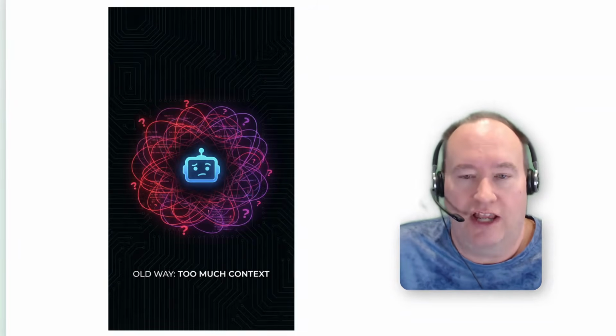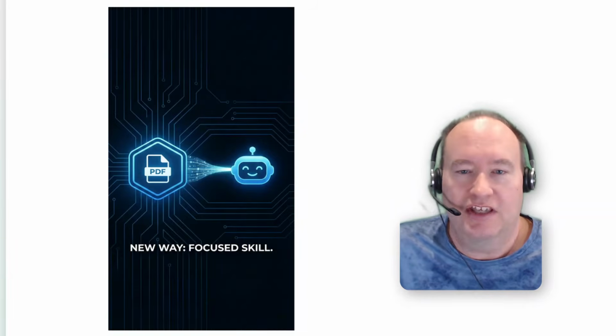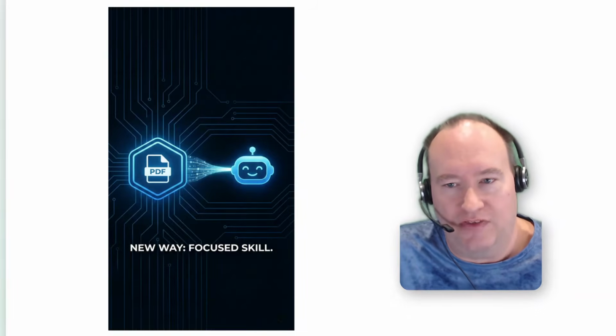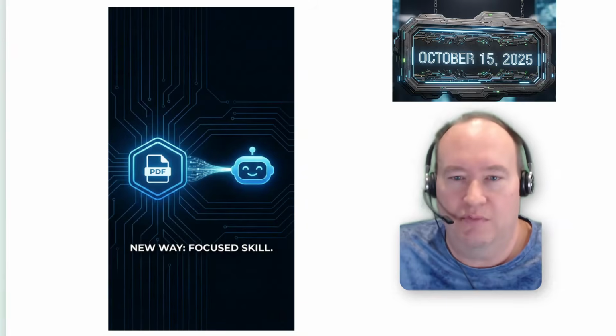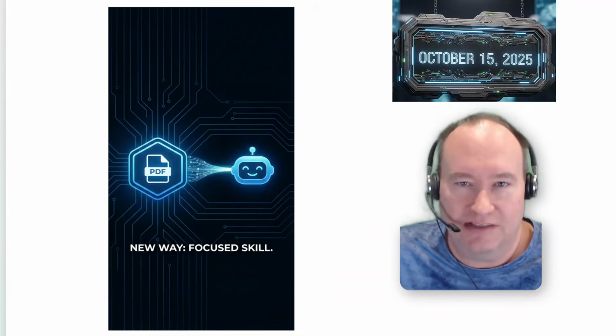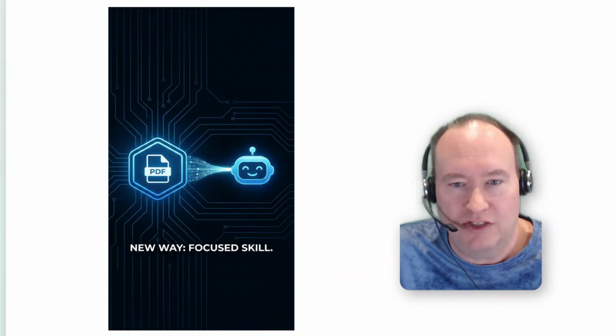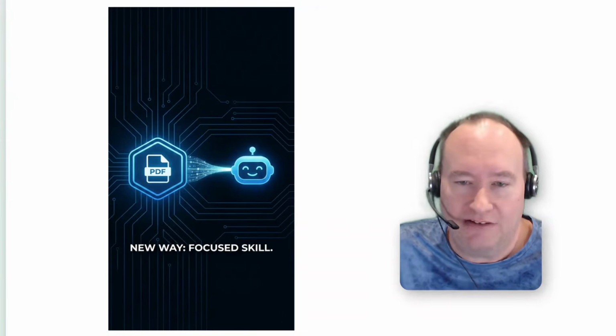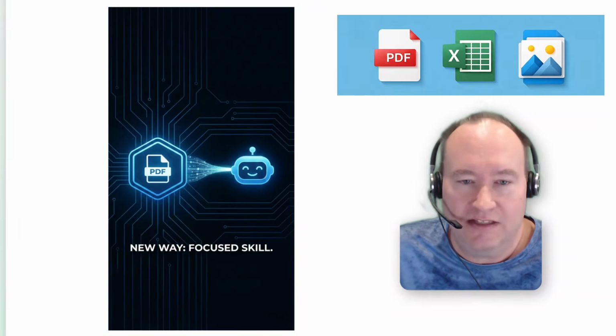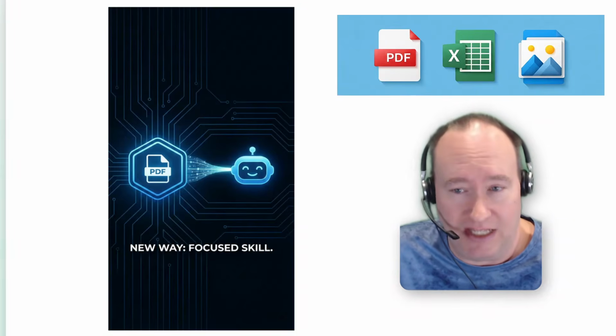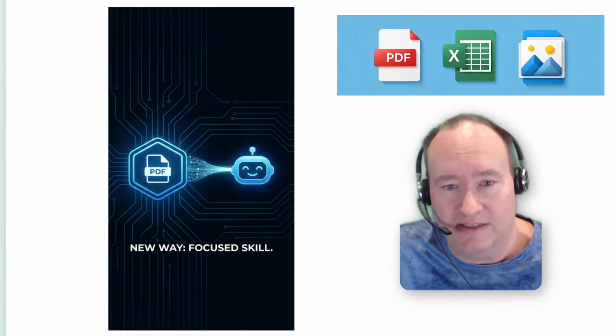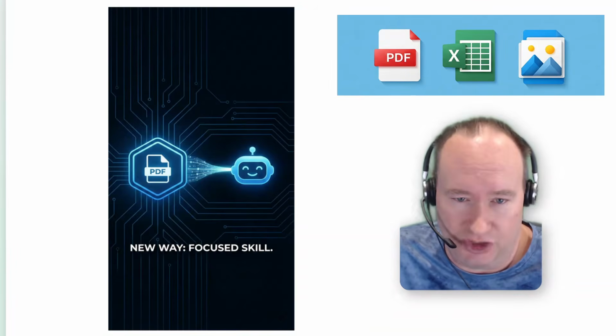So what are agent skills? Agent skills are an open source standard that Anthropic introduced just a few months ago. The idea is very simple. Give your agent focused, reusable capabilities as efficiently as possible. This can help when working with things like PDF files, Excel documents, and even doing things like image conversions.